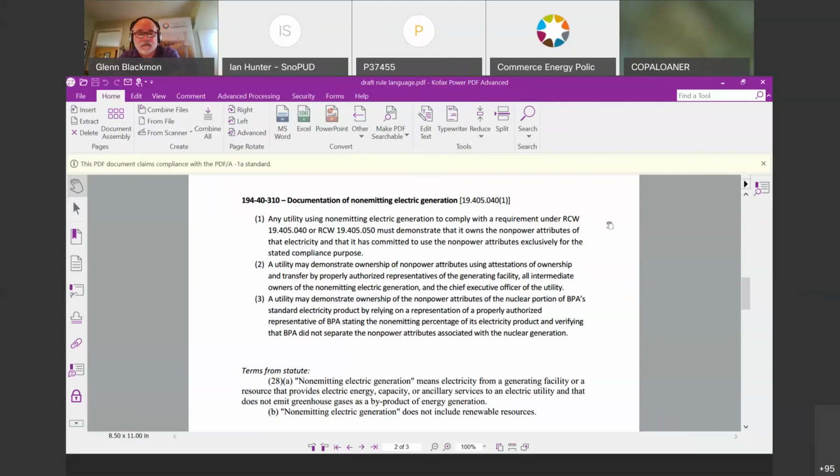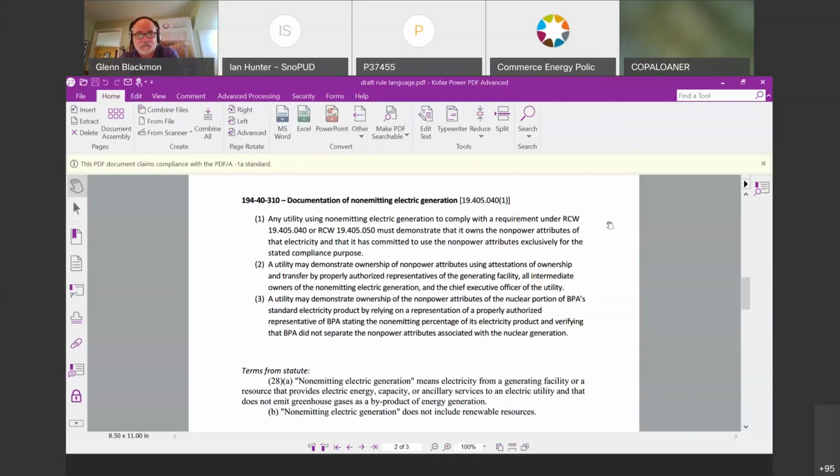And the complicating part in this that I've been aware of as we've gone through it is addressed in subsection 3. Practically speaking, at least based on the resources that are in existence today, what we're talking about in terms of non-emitting electric generation is the portion of BPA's electricity portfolio that comes from the Columbia Generating Station, our only nuclear powered project in the region.